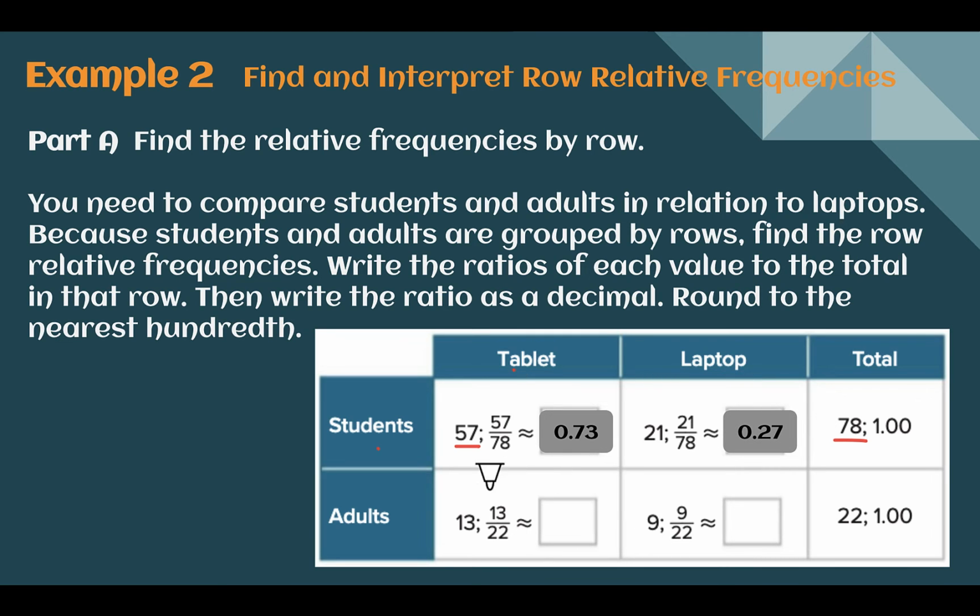For the adults, 13 preferred a tablet out of the 22 adults, so 0.59, and 9 out of the 22 preferred a laptop. Again, they filled this in for you for the most part, but if we had to fill this in ourselves, to get this value, first I'm going to start as my ratio. I just took the number that was in the box and divided it by the total. So here I get 57 out of 78, 21 out of 78, 13 out of 22, 9 out of 22. I used a calculator to divide it, and I came up with my decimal, rounded to the nearest hundredth.